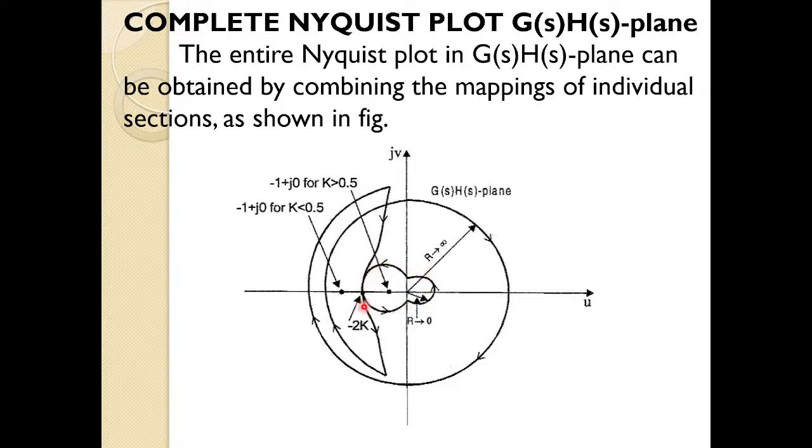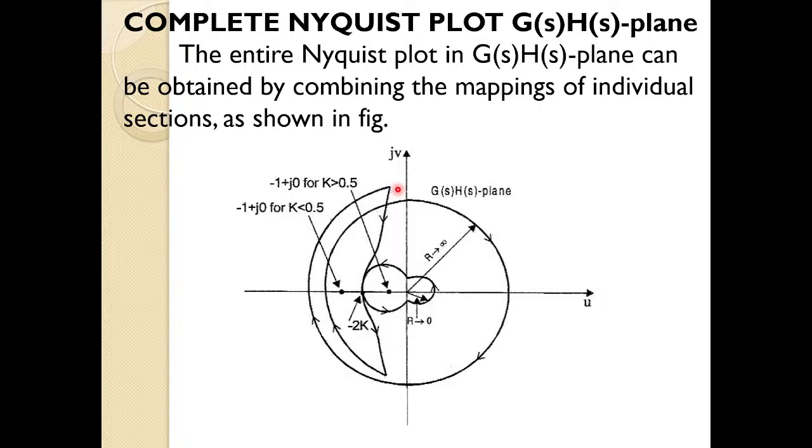It is clockwise. I'm sorry, this is anti-clockwise. This is anti-clockwise once, and further, if you see, clockwise. Two clockwise and one anti-clockwise. The Nyquist contour travels both anti-clockwise and clockwise. From here to here it is anti-clockwise, and from here it is clockwise. The contour encircles the minus 1 plus j0 point in both anti-clockwise and clockwise direction. Therefore, net encirclement is 0.